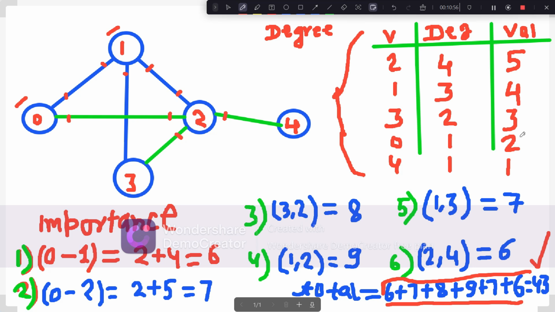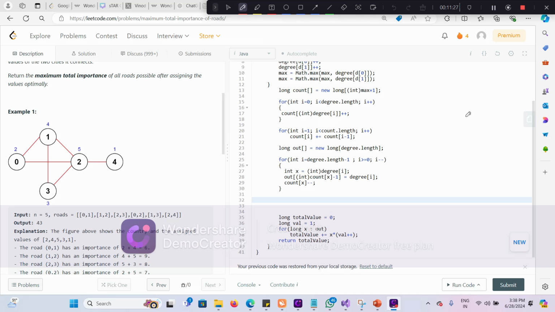If we change the values between 2 and 3, so let me correct it. Yeah, see here, 3 and 0 both have degree 2. So any one of them could be picked as a value, we could exchange the value as well, because for the sake of it I take 3 as the higher priority, so I give value 3. Even the vice versa would be correct. Finally we are returning this total value, which would be the total importance of all the edges. So this is how we can solve this problem.